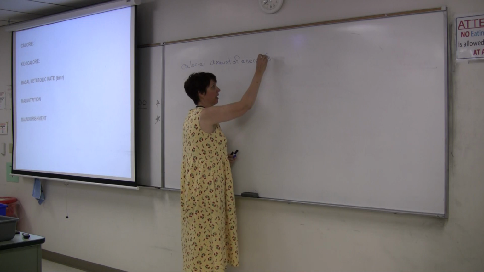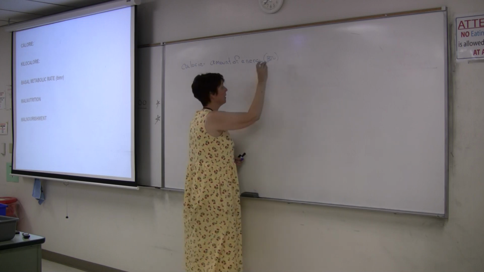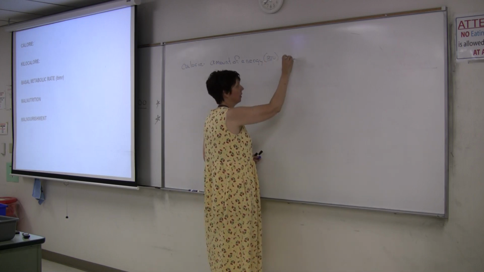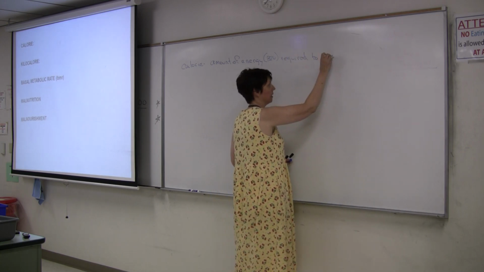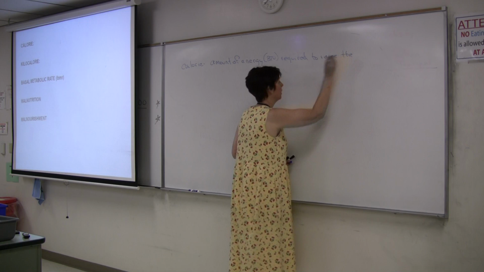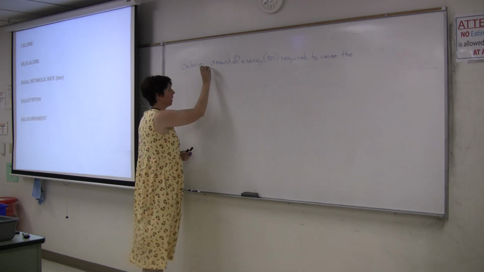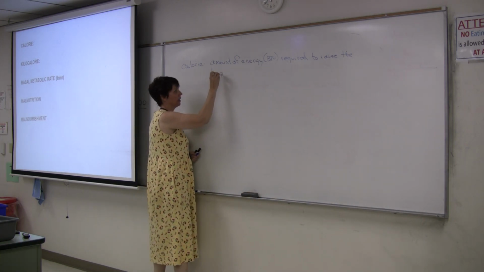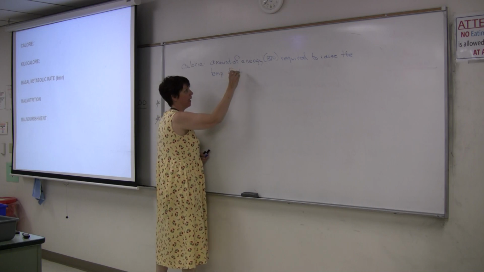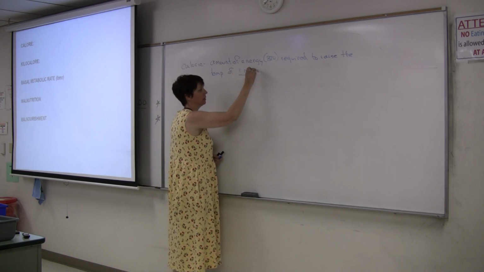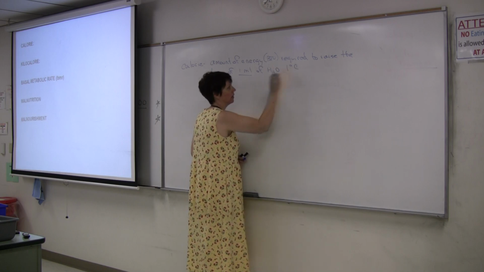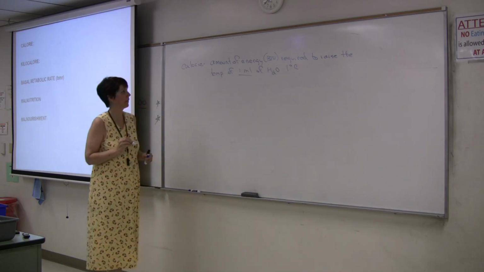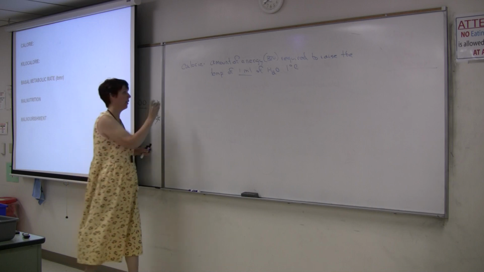So this is the amount of energy or heat measured in British thermal units required to raise the temperature of 1 mil of water 1 degree Celsius. Okay?